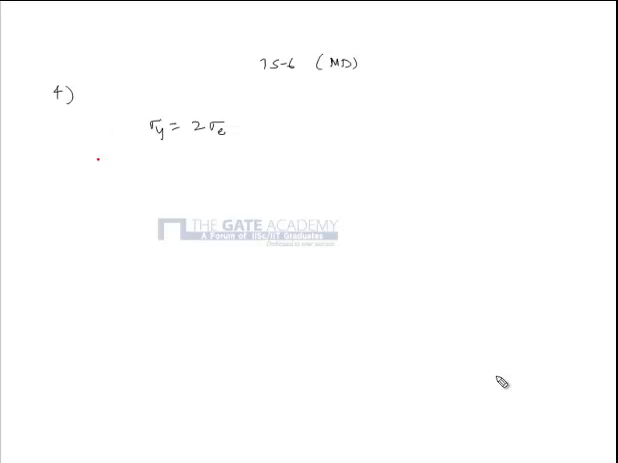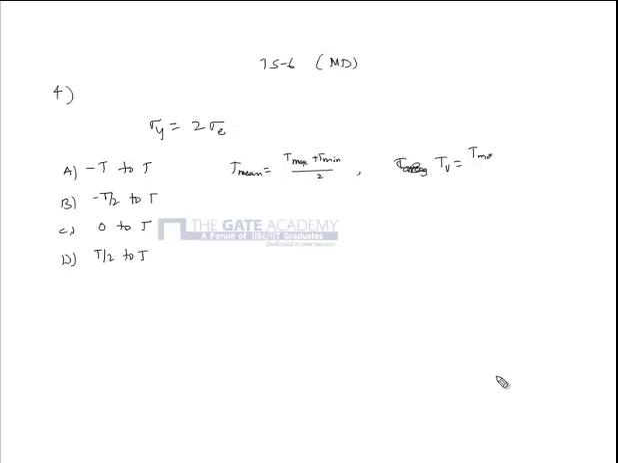Okay, so there are four loadings given as four options: minus T to T, minus T by 2 to T, 0 to T, and T by 2 to T. What are we supposed to do? We are supposed to find out which is most critical according to the Soderberg criteria. So we will find the mean torque, which is nothing but (T max plus T min) by 2, and the variable torque will be (T max minus T min) by 2.